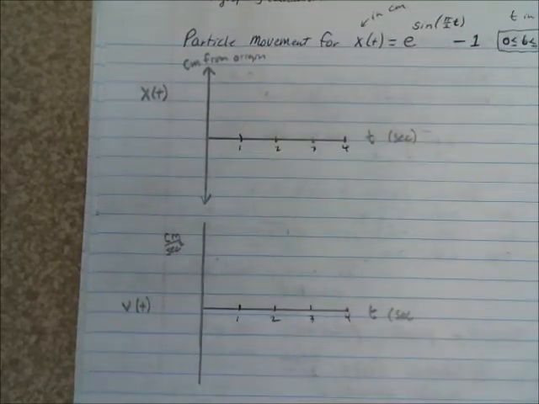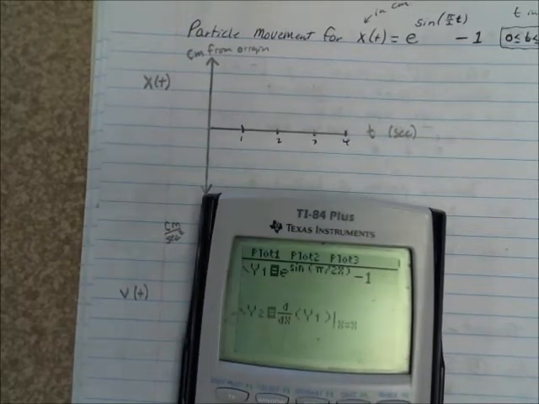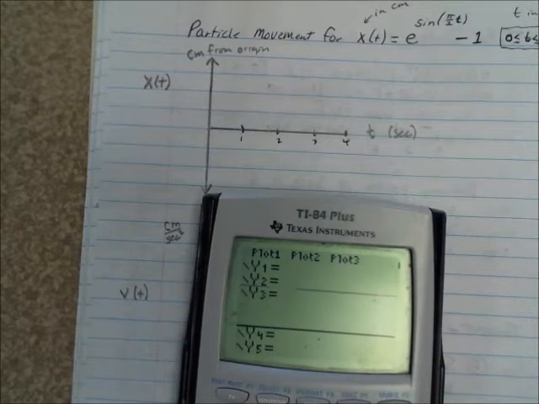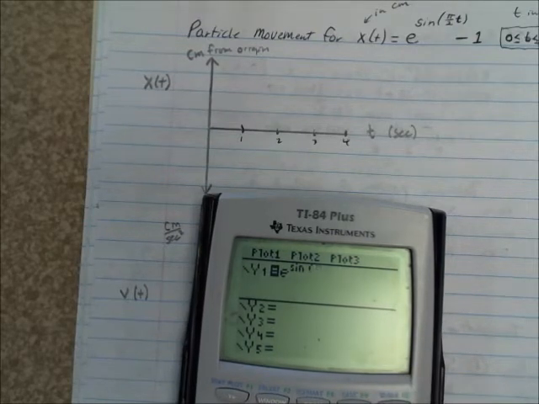And what we're going to do is use our graphing calculator to graph these. So pull out your graphing calculator. I'll clear everything out here. Put in under y1 e to the power of the sine of pi divided by 2, and we'll use x instead of t. Close up the parentheses, and minus 1.